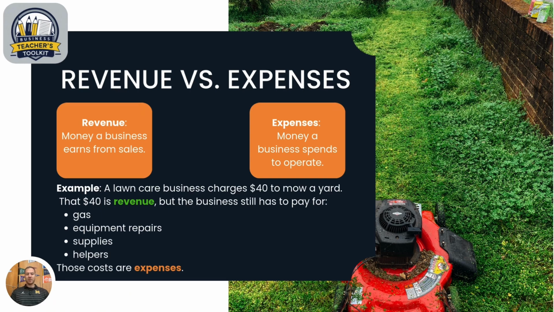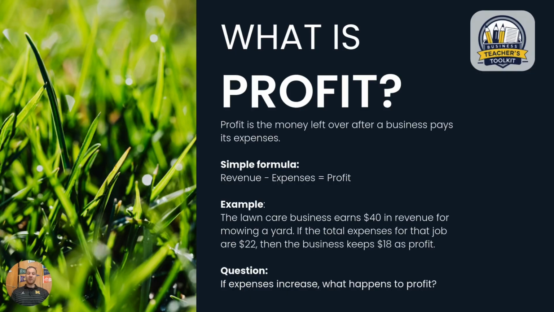If a lawn care business charges $40 to mow a yard, that $40 is revenue. That's the sale. But the business still has to pay for things like gas, equipment, repairs, supplies, and helpers, and those are all different expenses. Now that we understand revenue and expenses, we can start to talk about what's left over, and that's the idea of profit. So what is profit? Profit is what's left over after expenses are paid, not the total money collected.